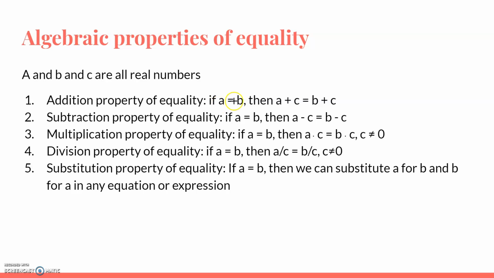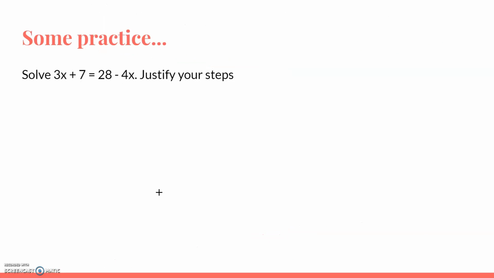We can say this because A is equal to B, so if we substitute A into B here, it would be equal for both these cases. The multiplication property of equality. If A is equal to B, then A times C is equal to B times C, but C should not be equal to 0. Division property of equality. If A is equal to B, then A divided by C is equal to B divided by C, and C should not equal 0 either. And then finally, the substitution property of equality. If A is equal to B, then we can substitute A for B and B for A in any equation or expression.